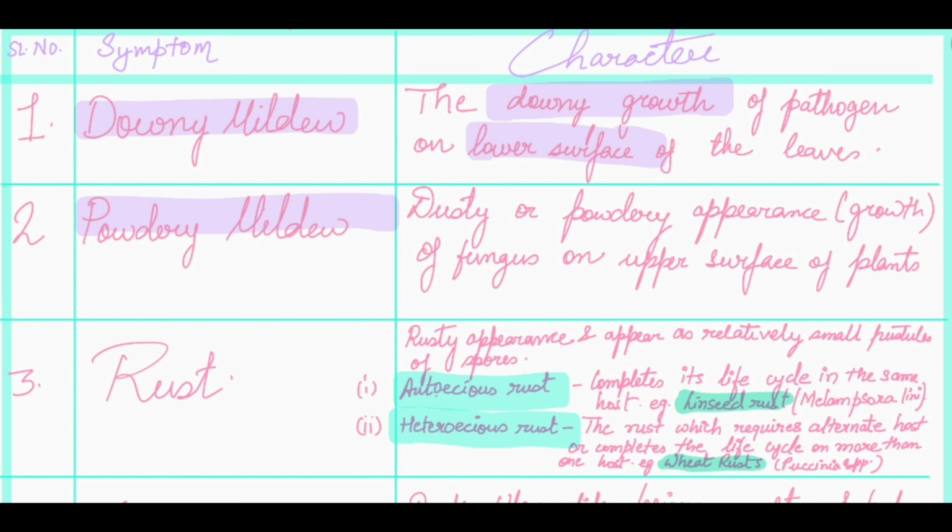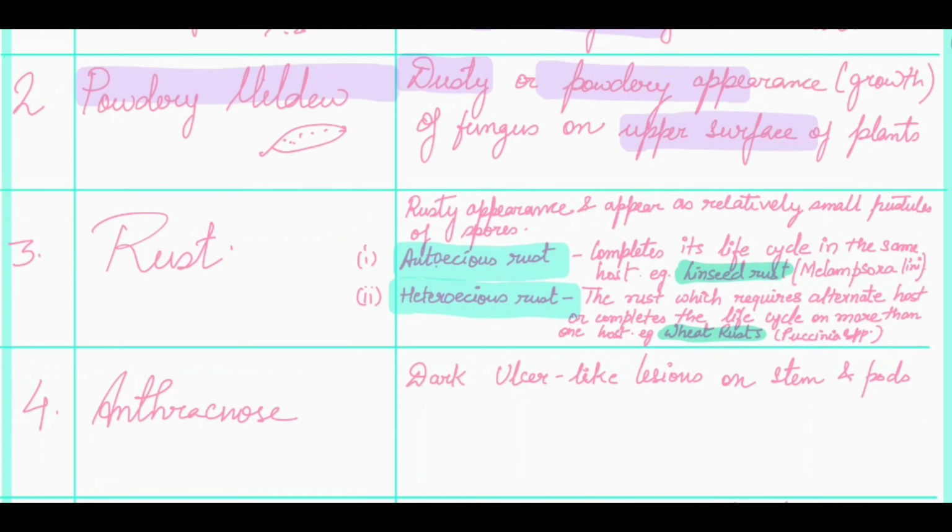And in powdery mildew, we see a dusty or powdery appearance on the upper surface of the plants. Remember, in downy mildew it is on the lower surface, and in powdery mildew it is the upper surface. Powdery mildew, it is on the upper surface, but in downy mildew it is on the lower surface. Remember this thing.